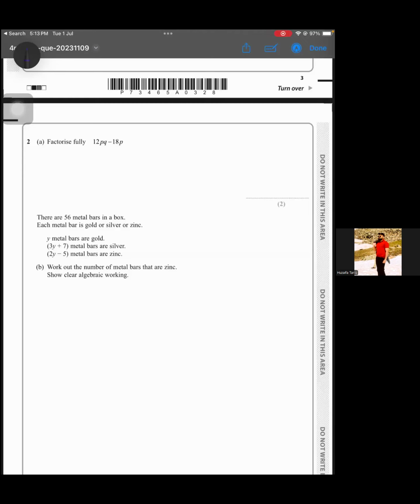So in factorization, first of all, whenever we have two terms, from the numbers you have to take a particular number which is common between the two numbers. So if we talk about the highest common factor, HCF basically, it's 6, and then we have variable P which is common between the terms. So the remaining is 2Q minus 3.